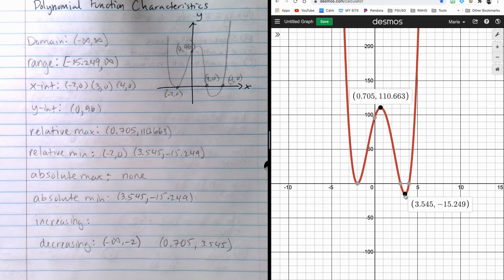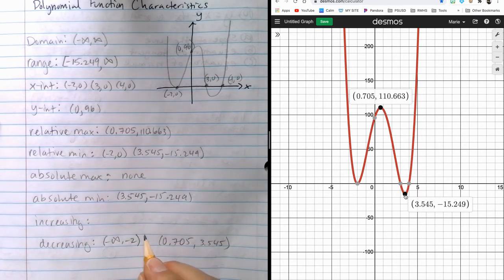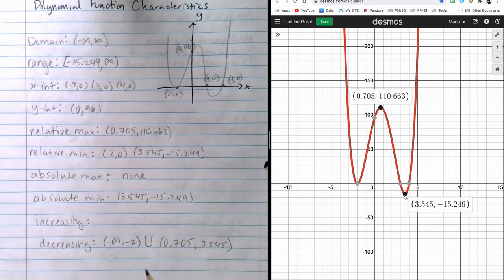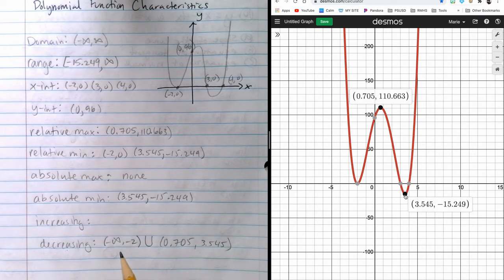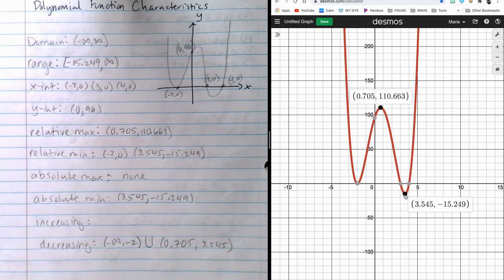So we actually have two intervals of decreasing. What we can do to bring them together is put this capital U, called the union. So we're saying this interval and this interval together are when it is decreasing. If there's only one interval present, like in our previous problems, you don't put the U, but because we have more than one, we put the U between them.